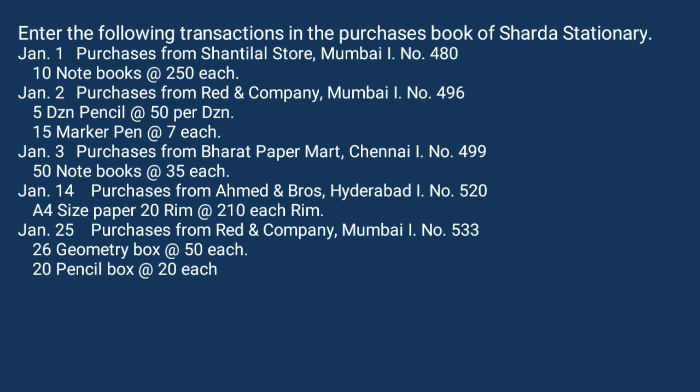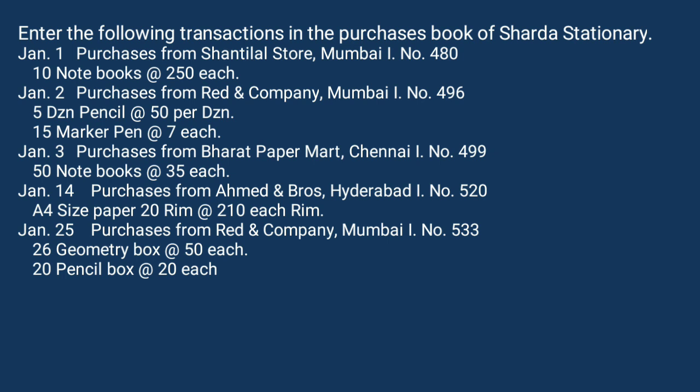Second transaction, January 2nd, purchased from Red and Company, Mumbai. Invoice number 496. So you can check, in each and every transaction we have an invoice number. What are the amounts? 5 dozen pencils at the rate of 50 per dozen. So the total amount of pencils will be 50 multiplied by 5, equal to 250, and 15 marker pens at the rate of 7 each. So 15 multiplied by 7 is 105, that we can write.